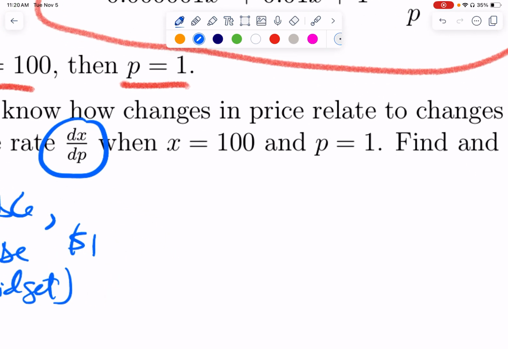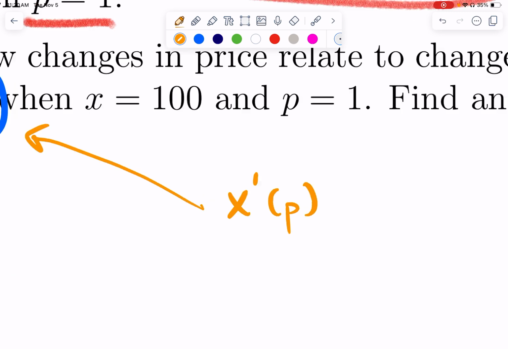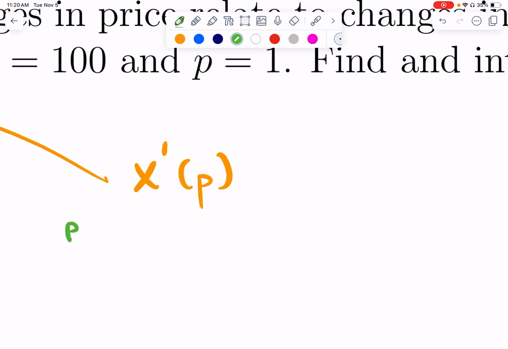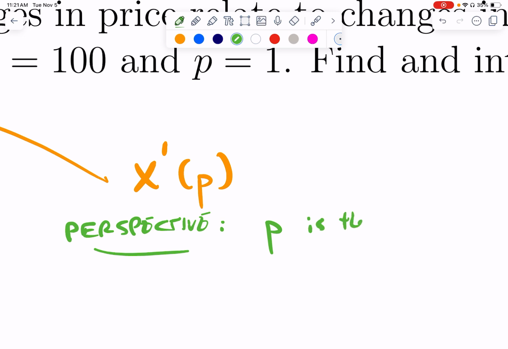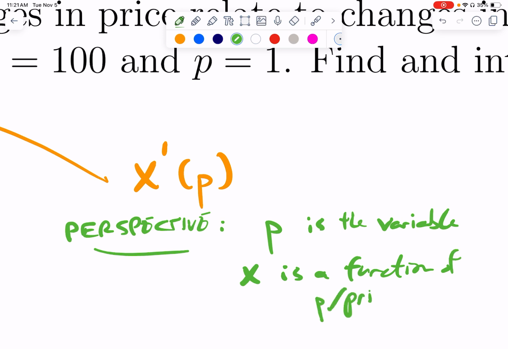So right off the bat, we need to be really careful. dx/dp is the same as x prime of p. So we're really going to have to change our perspective. In order to do this, our perspective has to be that p, our input here, is the variable. Whatever goes inside here is the name we use for measuring the variable. And x is actually a function of p. That's not what we're used to.